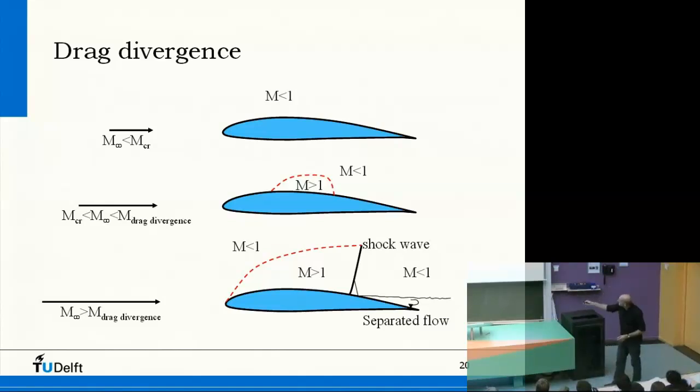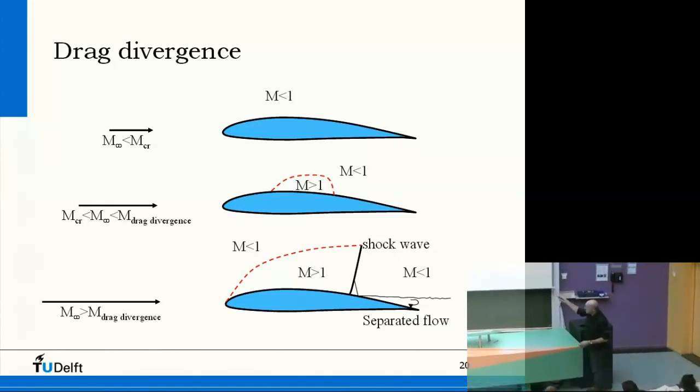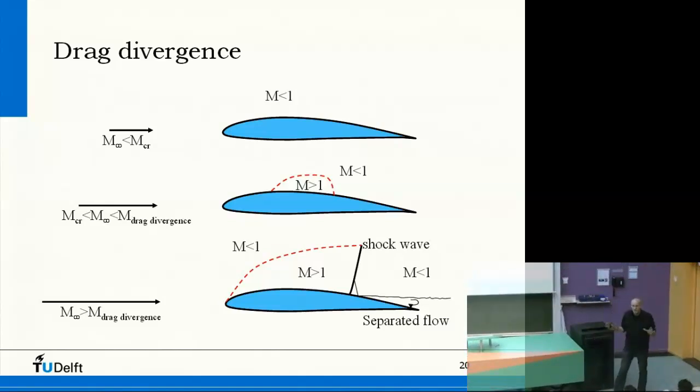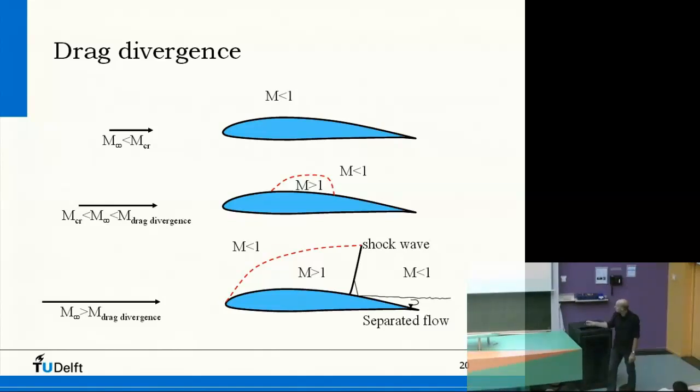If it's between the critical Mach number and the drag divergence, then locally you have supersonic flow, but without any repercussions. And then if you reach the drag divergence, then there is a large shock. Here is a Mach number smaller than 1. Here it is bigger than 1. A large shock with an increasing pressure and a separated region. And this should be avoided, of course.